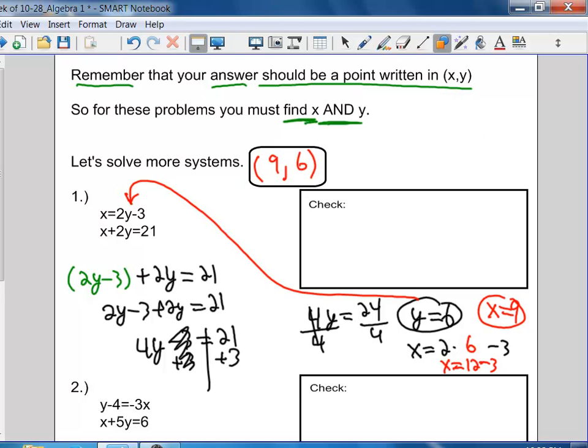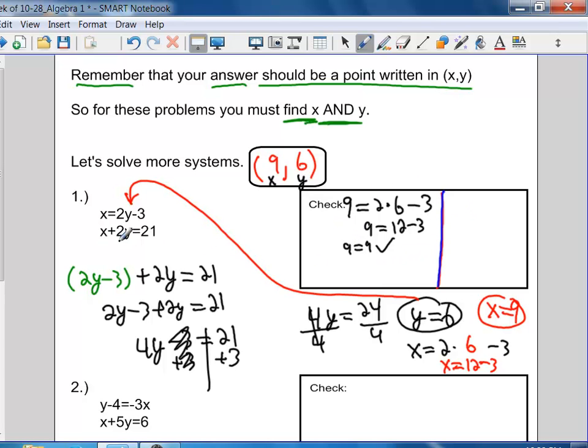There's our answer. Now how do we check it? That's the big question. Well, we rewrite the top equation, but every time we see x, we write the 9, and every time we see y, we write the 6. So let's start it off. 9 equals 2 times y, which is 6, minus 3. So 9 equals 12 minus 3. That would mean that 9 equals 9. That's good.